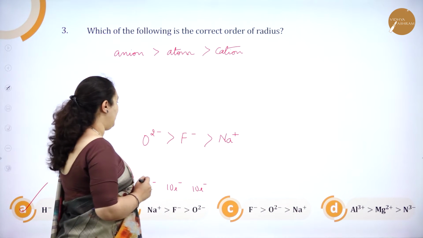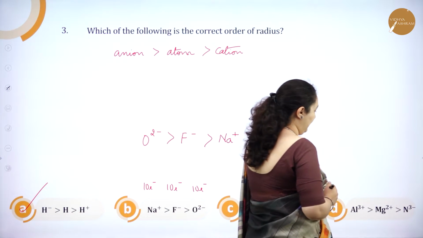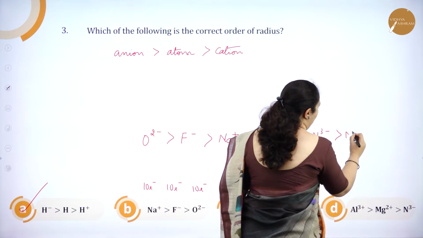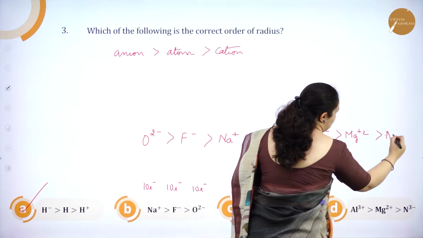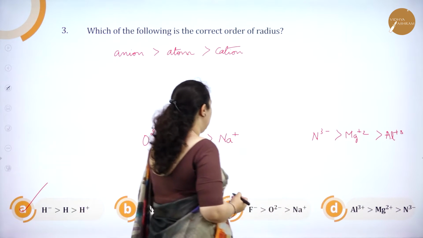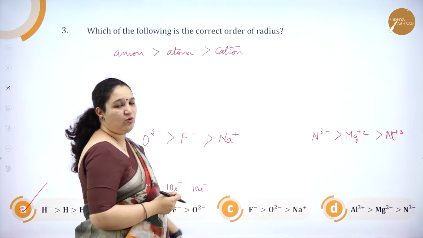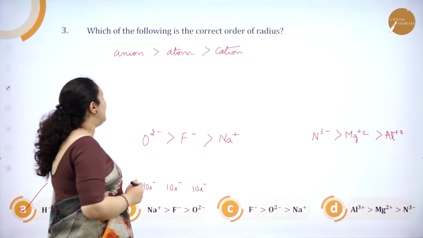Correct? Okay. Whereas for option D, it is N3-, then Mg2+, and the least is Al3+. Okay. So this is the correct order for options B, C and D, in case you don't know how to solve it for isoelectronic species. Okay.